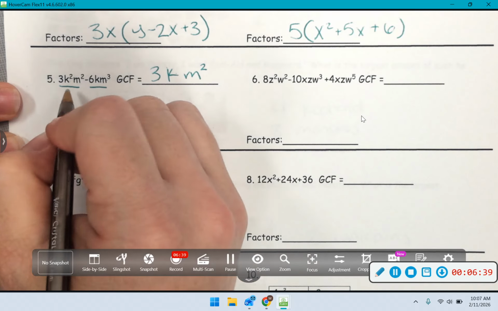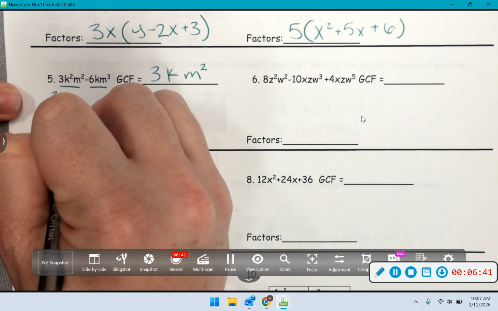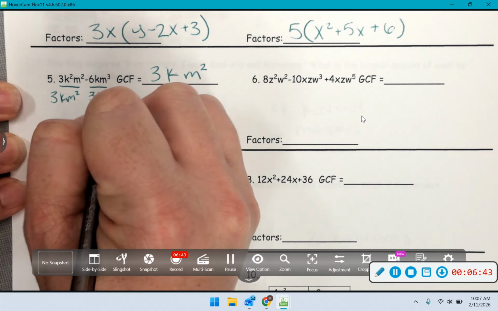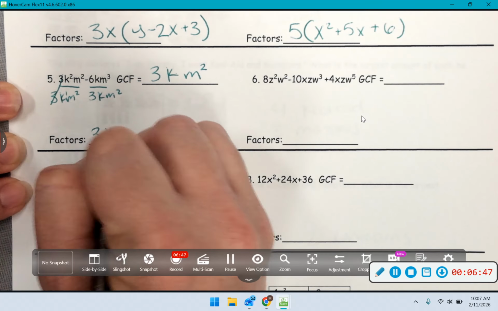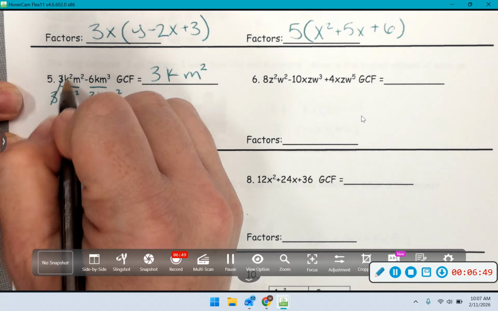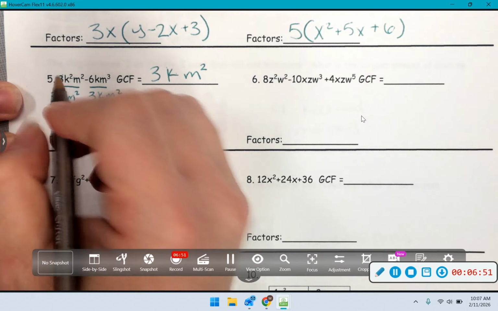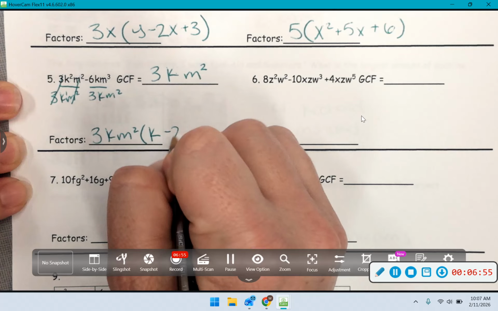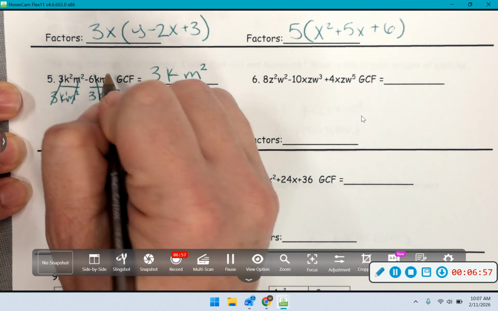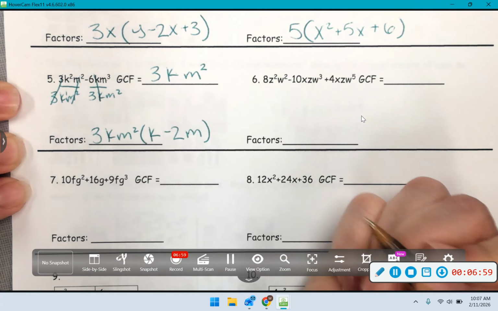Okay, so I'm going to divide by 3km squared. Write my GCF first, sorry. 3's cancel. 2 minus 1 is 1, so I have 1k left, and then 2 minus 2 is 0. Negative 6 divided by 3 is negative 2. 1 minus 1 is 0. 3 minus 2 is 1.